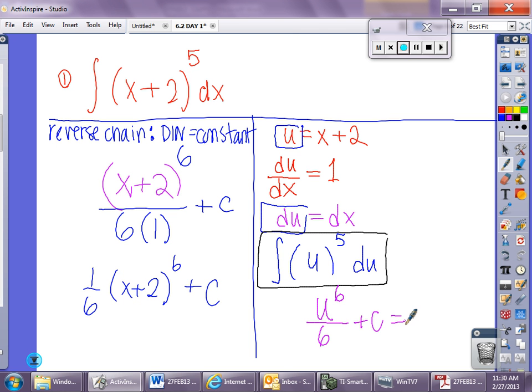So that answer, if you wrote that, I would mark it wrong because there were no u's in my problem. So go back and put your x's back. So instead of u, what am I going to put in? X plus 2. You got it.